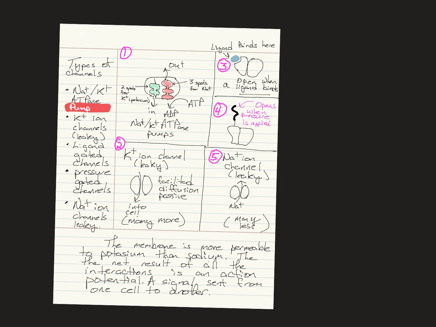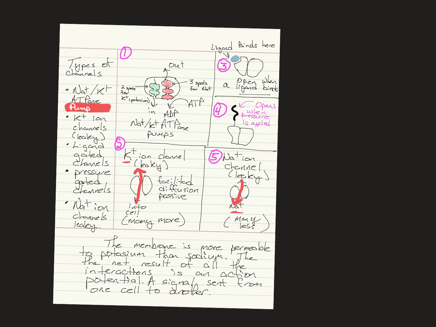All right. The next error that I have here is that this should be going upwards, not downwards. So this leaky channel is actually moving ions out. And here, the leaky channels are moving ions in. Which ions? Specifically, here it's moving potassium into the cell. Here it's moving sodium out of the cell. Okay?